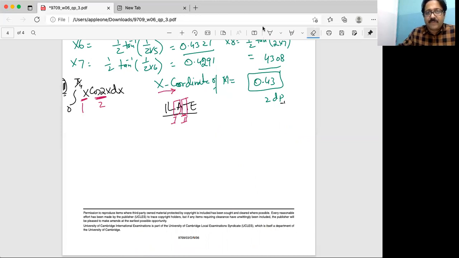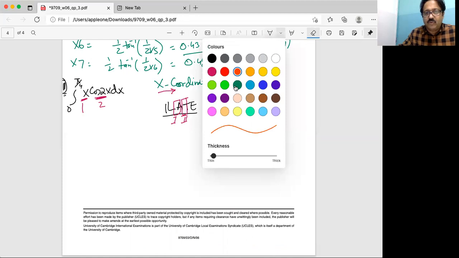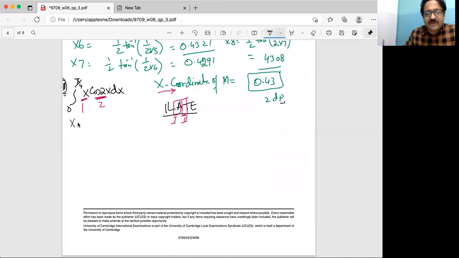Now, if you see the ILATE rule and compare both, x is an algebraic function and cos 2x is a trigonometric function. So algebra comes first, and then the trigonometric function. So we will take x as the first function, and the trigonometric function as the second. So the first function is x, and the integral of cos 2x dx.